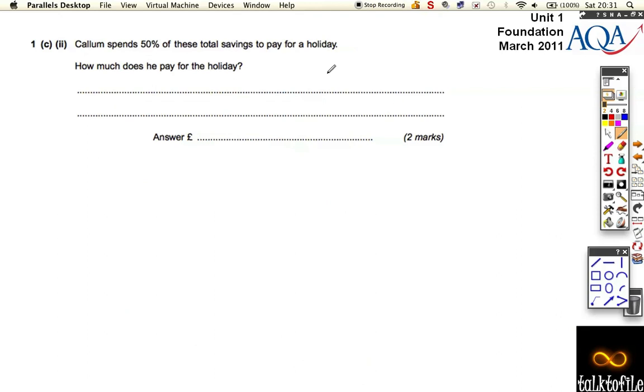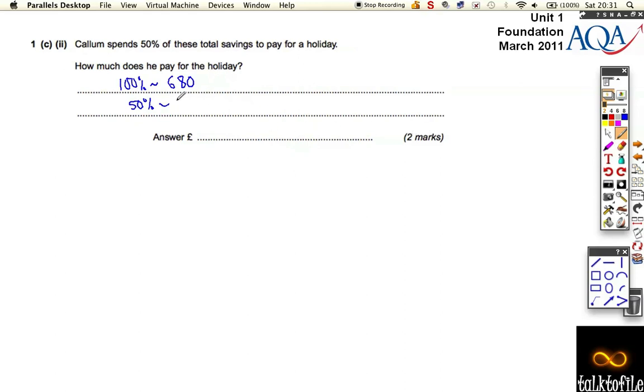It also says, Callum spends 50% of these savings to pay for a holiday. How much does he pay for the holiday? Well, bringing the answer across, it was 680, wasn't it? So to find half of that, you could just use your calculator. Even if you got that question wrong before, as long as you find half of the wrong answer, you can still get these 2 marks.